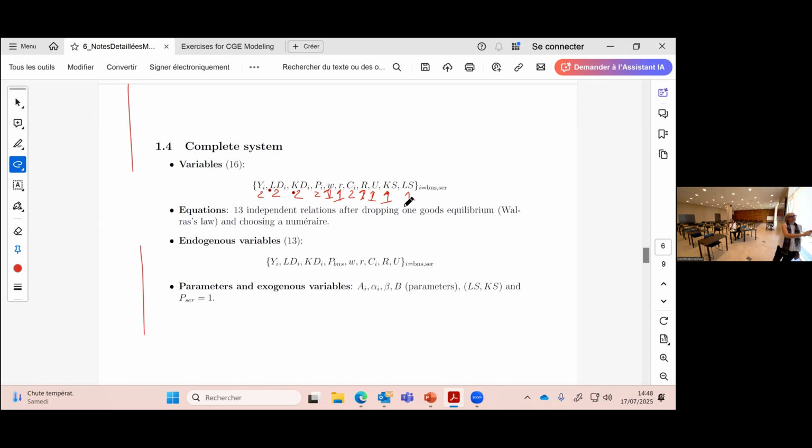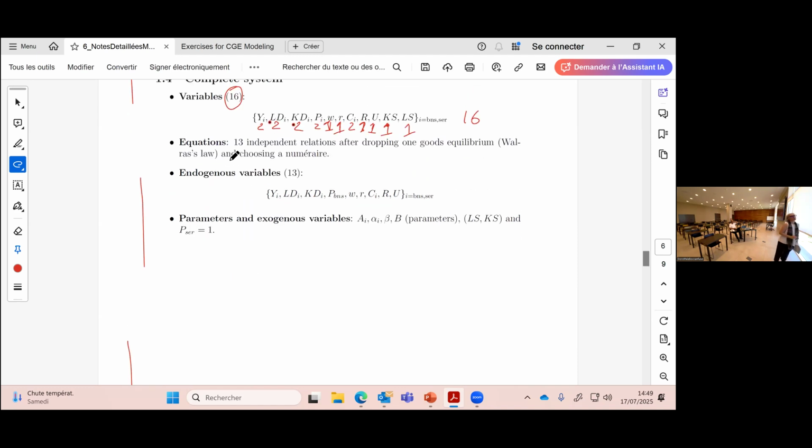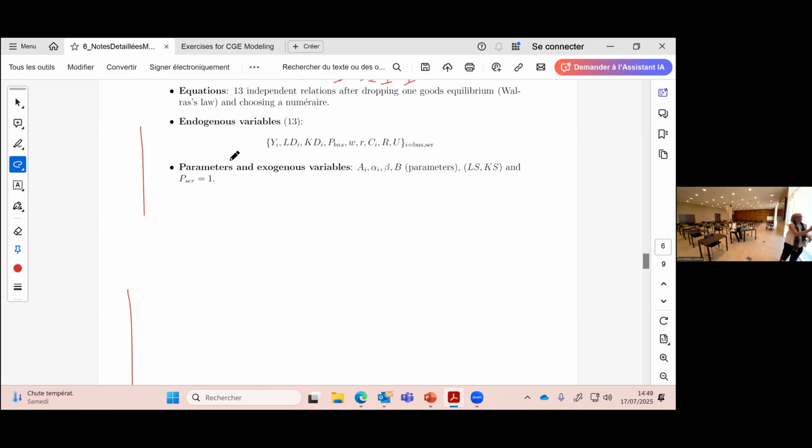Then if I count the number of variables in this model, I have 2, 4, 6, 8, 9, 10, 12, 13, 14, 15, 16. The number is good here. Then I have 16 variables in the model. And now I have to verify how many equations I have to see if the system is square to obtain the solution. I will write very quickly here the equations to remember in the model.